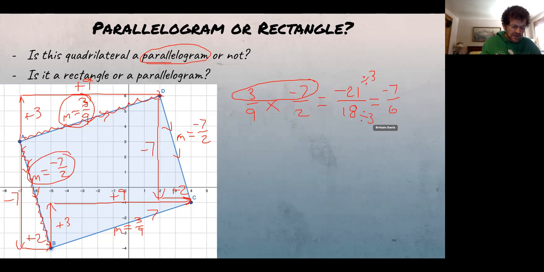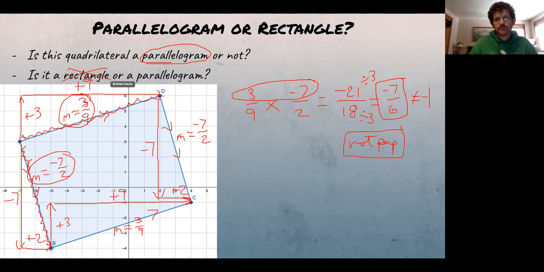All right, but here's the key thing for this particular problem. This does not equal negative 1, so therefore it is not perpendicular. And when it's not perpendicular, it is not a rectangle. It has to just be a regular old parallelogram. Now, I can't just look at that and determine right off the bat that it's not a rectangle. It kind of looks like one. So for this one, I would need to do the math in order to figure that out.